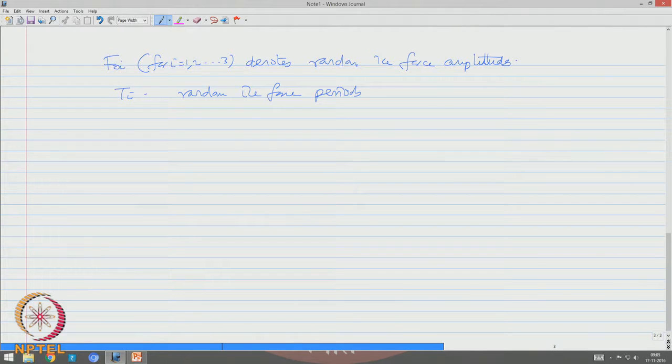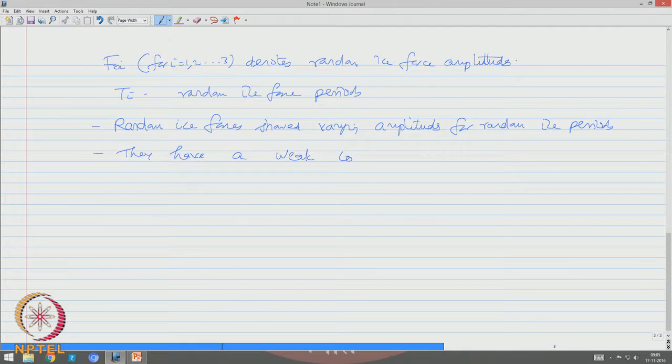Various researchers showed that experimental investigations conducted on the random ice forces show varying amplitudes for random ice periods, but they have a weak correlation. That is the interesting news.